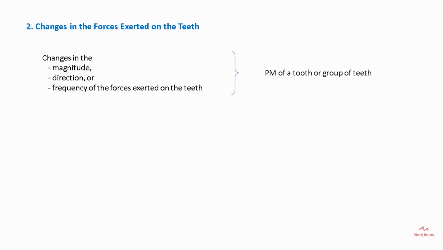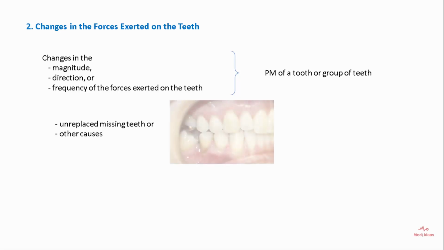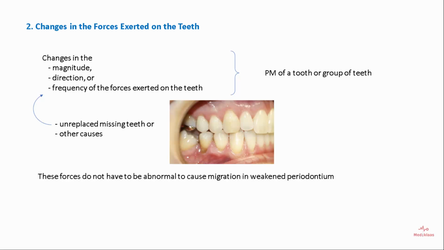The second reason is changes in the forces exerted on the teeth. Changes in the magnitude, direction, or frequency of the forces exerted on the teeth can lead to pathologic migration of a single tooth or group of teeth. Unreplaced missing teeth or other factors can result in changes in the magnitude, direction, and frequency of the forces. These forces do not have to be abnormal to cause migration in a weakened periodontium.